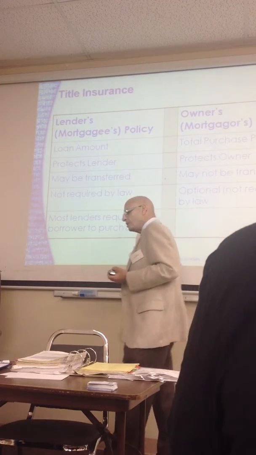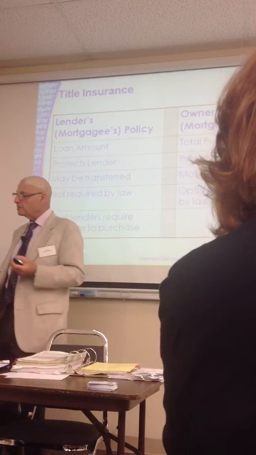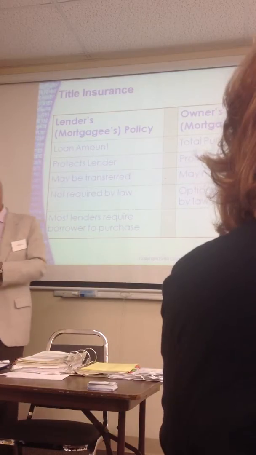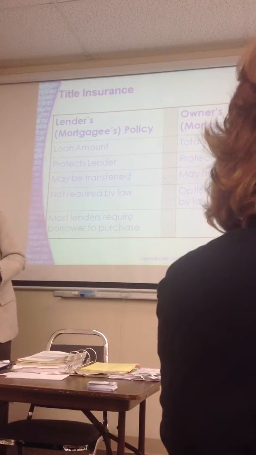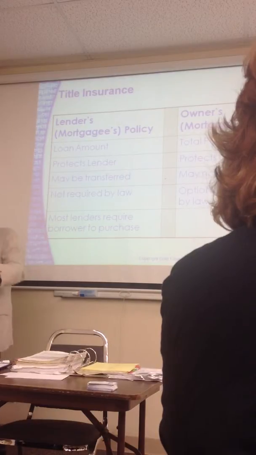Slide number is chapter 9. Number 6 explains who a borrower is, who a lender is. A borrower is a mortgagor. A lender is a mortgagee.